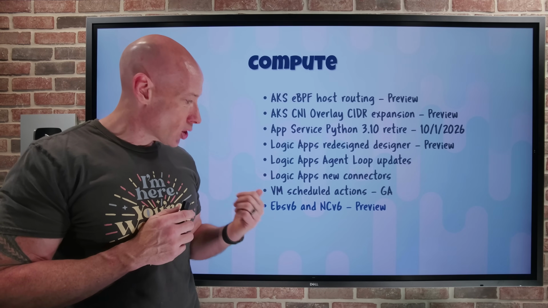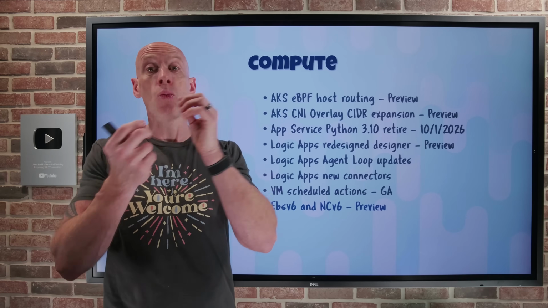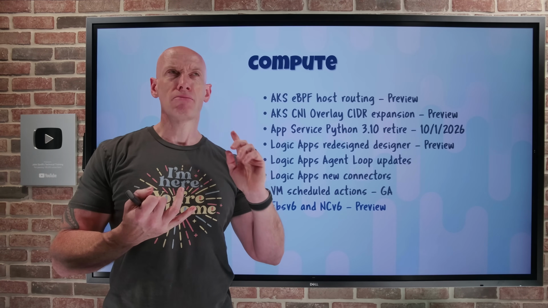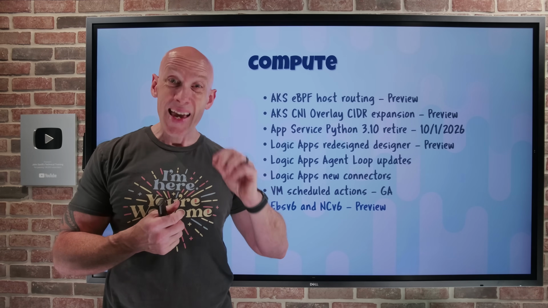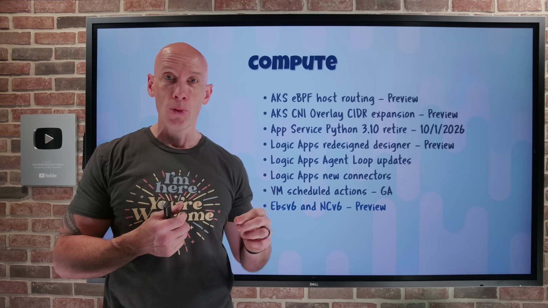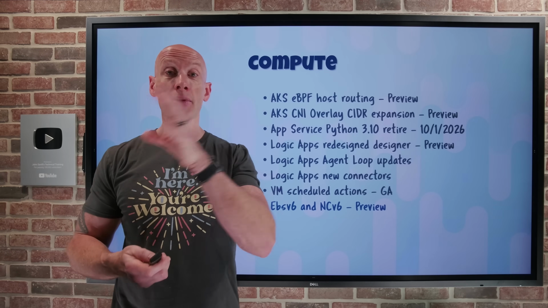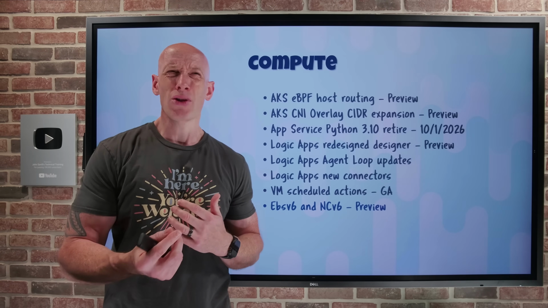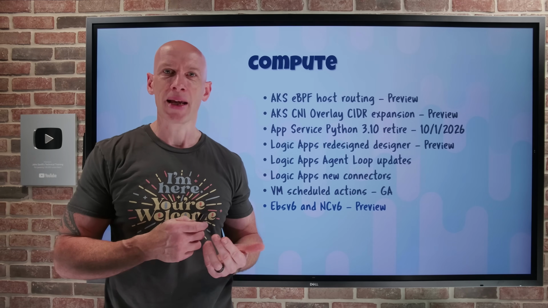New virtual machine SKUs. So the EBSV6, which is available with and without temporary storage, up to 192 virtual CPUs, 1,832 gigabytes of memory, up to 800,000 IOPS and 14 gigabytes per second of remote disk performance. So that's 2 times higher than the previous generation for that remote performance. So it's really focused on very large database workloads, warehouse type applications.